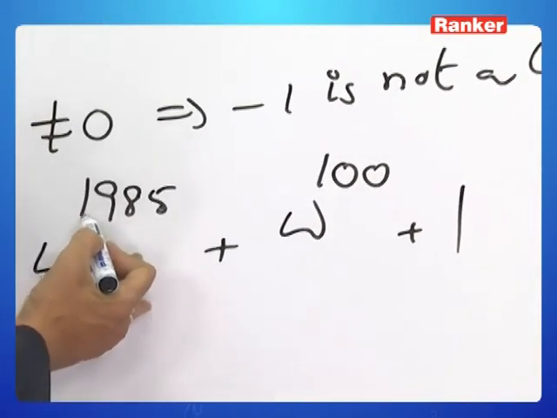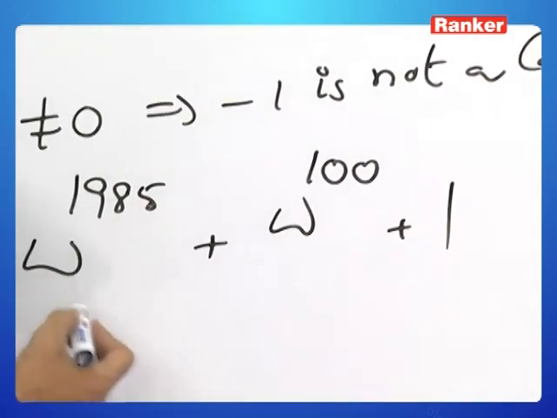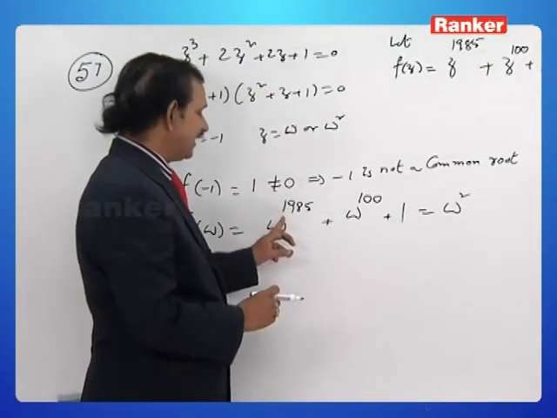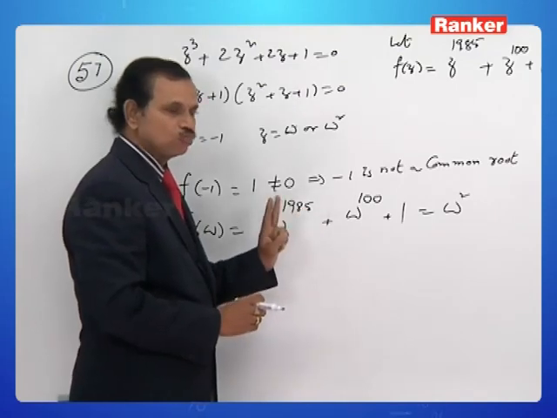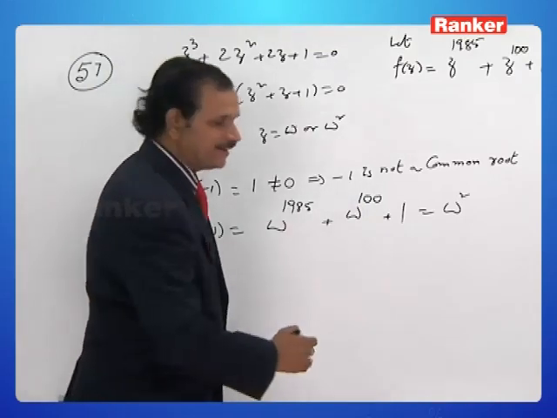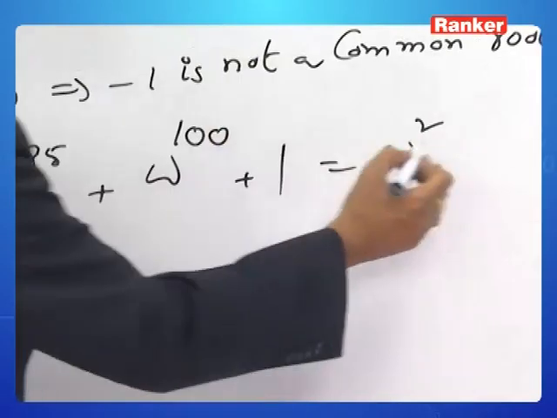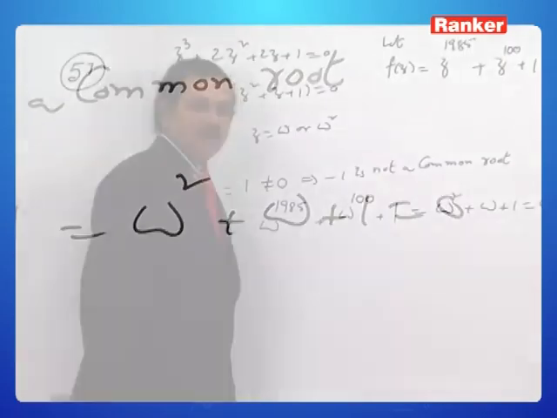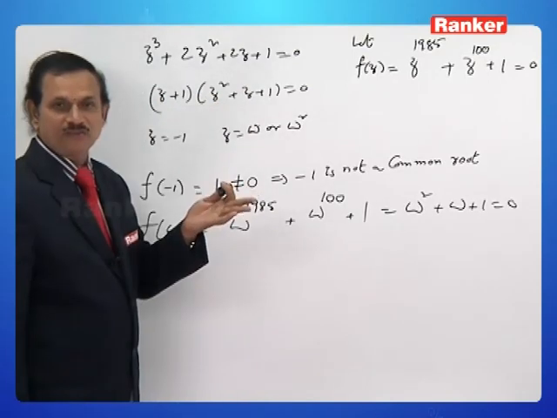Look at this. 1985, this is nothing but omega square. Why? Because 1983 is a multiple of 3, the remainder is 2, so omega square. Here it is omega. Why? Because this can be taken as omega power 99 into omega, which is nothing but omega plus 1 is equal to 0. We notice that omega is a common root for both the equations.